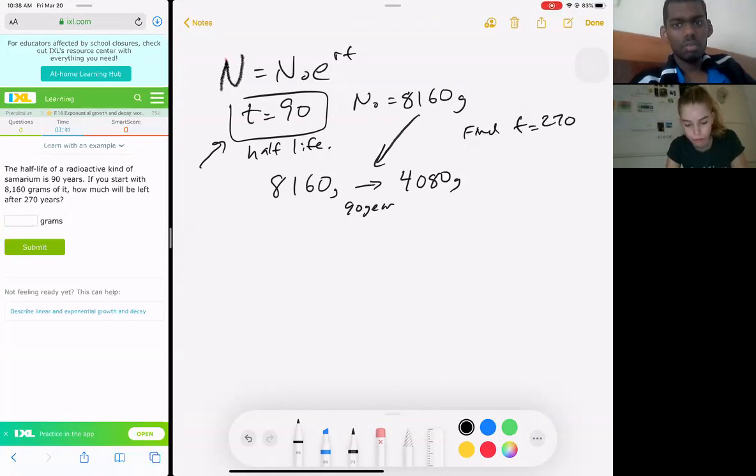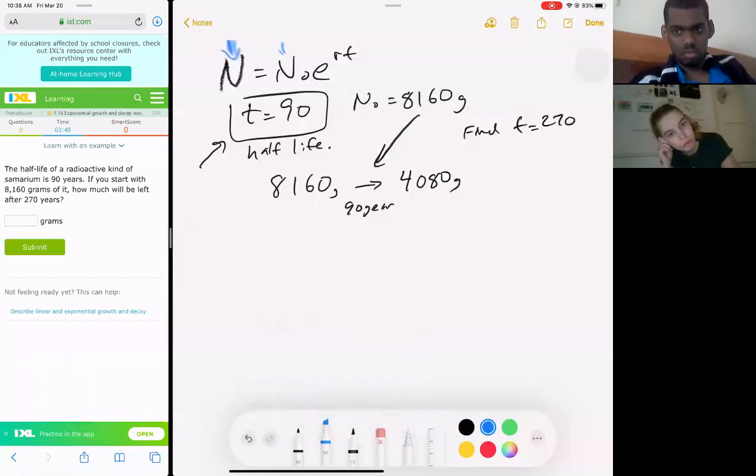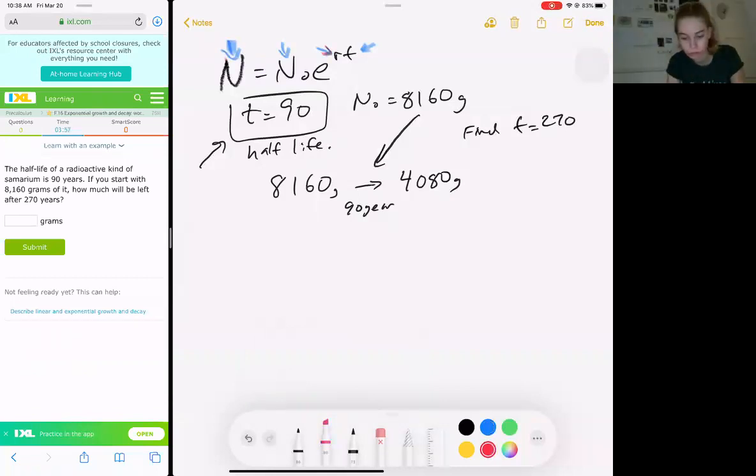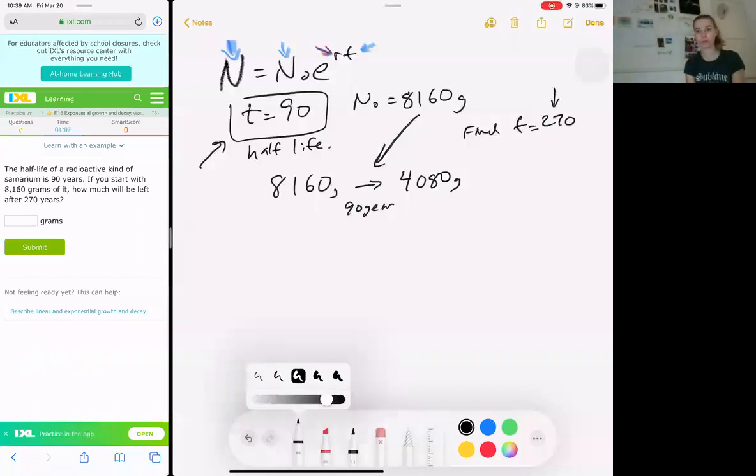So when we set up the equation, we have pretty much everything we need. We have the final value, we have the initial value, and we have the time given. What we don't have is the R, and that's what we're looking for. We need to figure out what that R value is. And if we know what the R value is, we can rewrite the equation and use a final time t is equal to 270. Okay, so the first thing we're going to do is set this up.